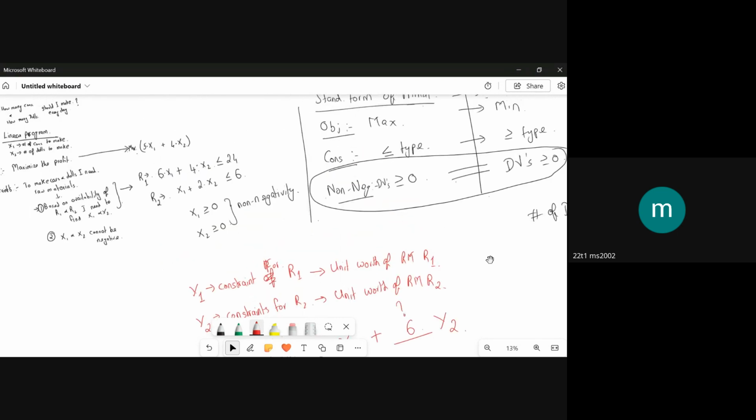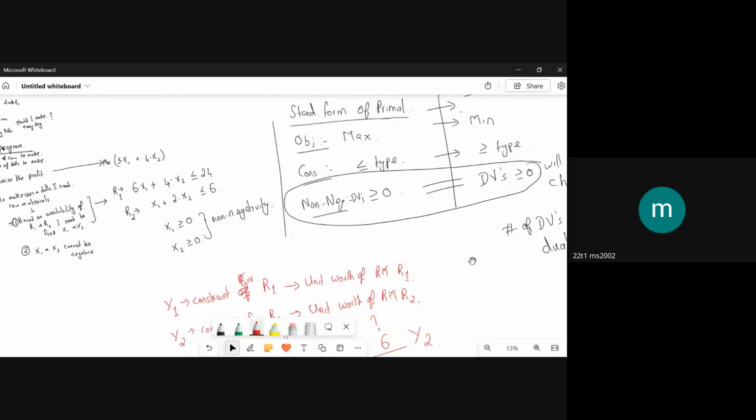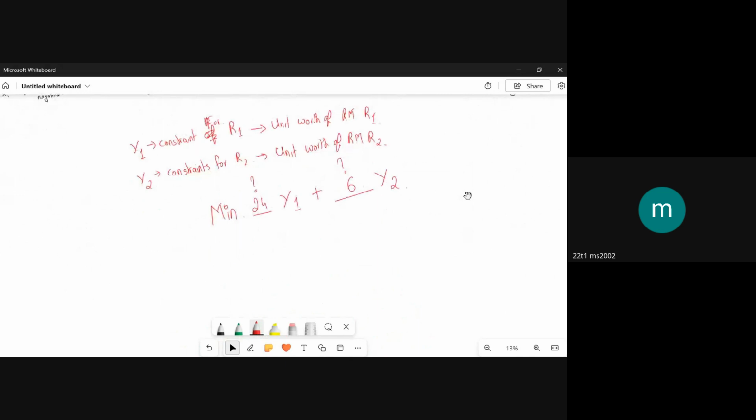Now this is done. So the maximization problem is converted to a minimization problem. I have to make the ulta of the constraints. So how many constraints will I have is the first question. 2. Why? Because there are 2 constraint variables. Which are the constraint variables? In the primal, which are the constraint variables? X1 and X2. X1 and X2 are decision variables of the primal, no? Constraint variables of the primal are R1 and R2. But you are right. Based on X1, X2 will be the number of constraints.